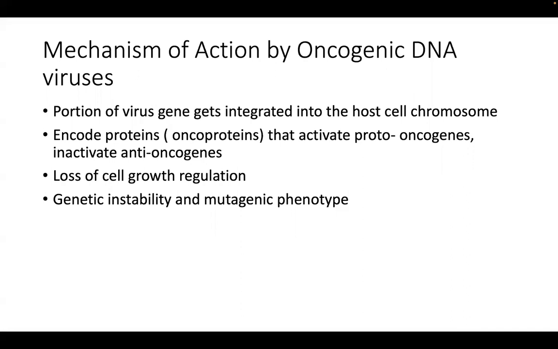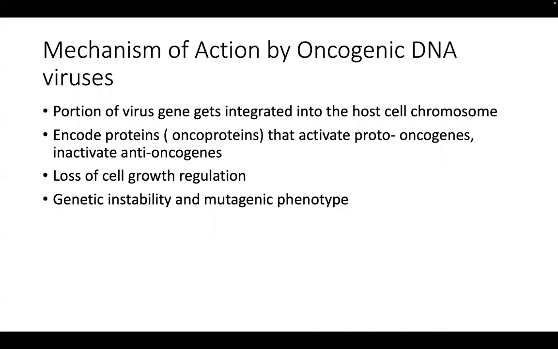And then these viruses can also encode proteins that are usually called oncoproteins that activate proto-oncogenes. So proto-oncogenes are just the oncogenes that we've been talking about, the genes that are normal in the cell, and they're usually expressed during cell growth and cell division. Or these oncoproteins can inactivate the anti-oncogenes. So anti-oncogenes, we've also talked about them. They're the tumor suppressor genes.